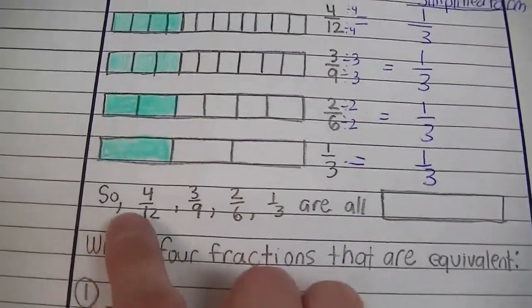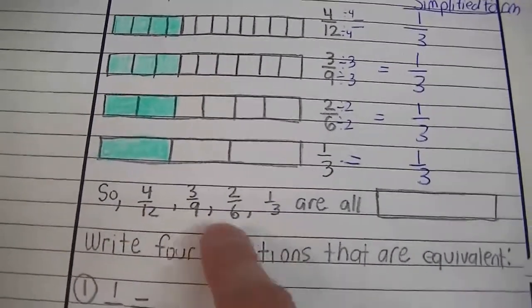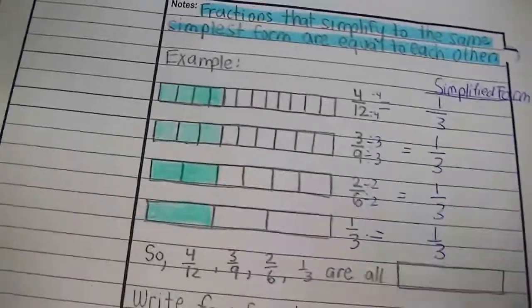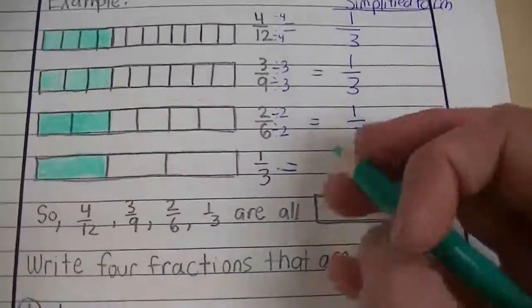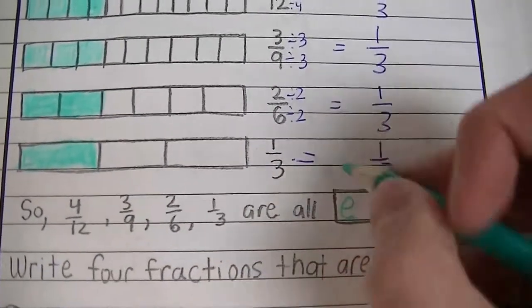So let's go ahead and summarize this. So 4/12, 3/9, 2/6, 1/3 are all equivalent. That's the word we use, equivalent, which means they're the same size.